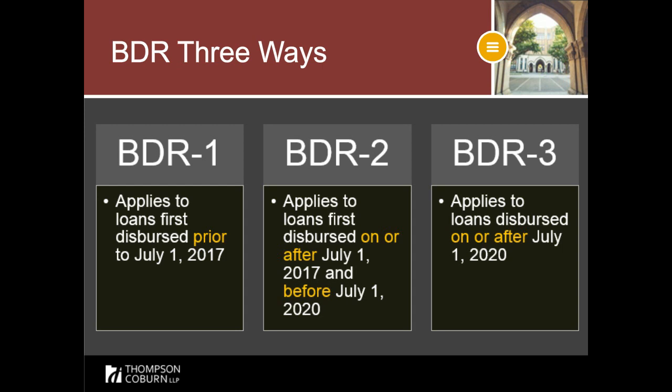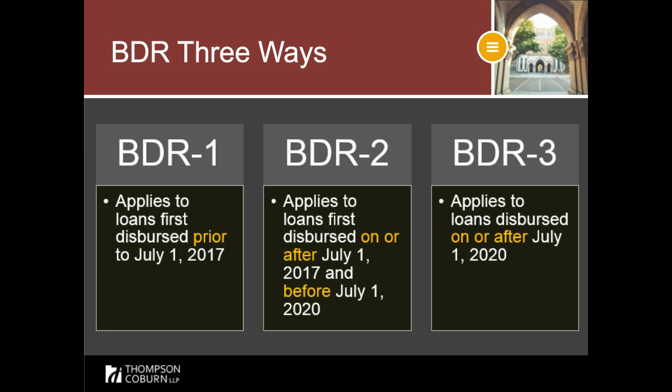Let me just give you an example. Next year in November, a borrower decides to assert a claim, saying my institution did something wrong. The department gets the claim and sees that the underlying loans they're trying to discharge were first disbursed prior to July 1, 2017. Then the department is going to apply the BDR-1 claim standard. They're going to ask, did the act or omission by the institution that you're alleging give rise to a cause of action under state law?